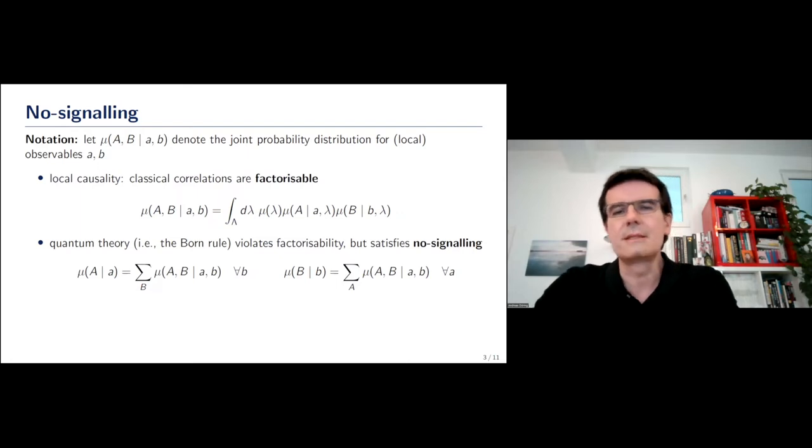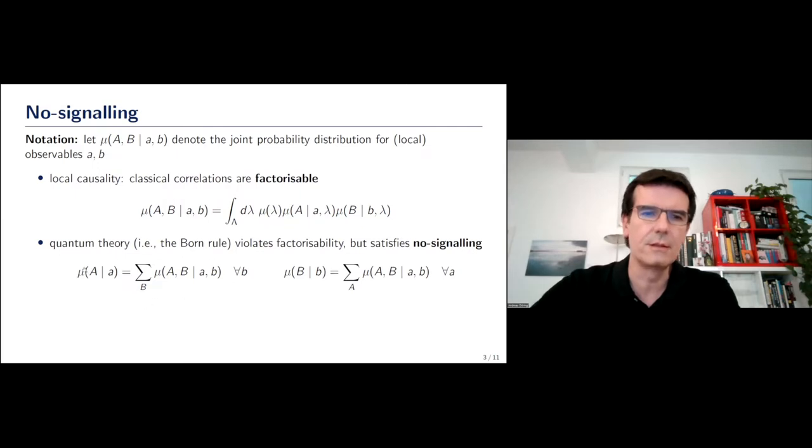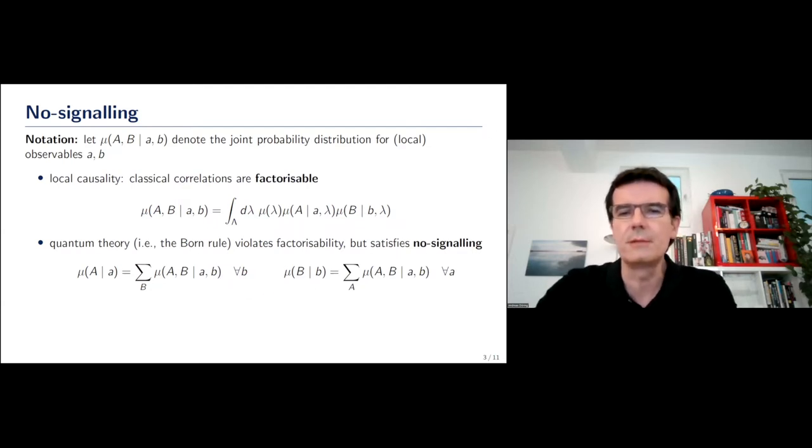So we can still demand something weaker, which is called no signaling, and these are these two conditions. So the probability of getting outcome big A for observable a is the sum over the outcomes B on the second observable, and likewise the probability of getting outcome big B for observable little b is the sum over these outcomes A. Okay, this hopefully is familiar, and then you also know that this in turn is not enough to single out quantum correlations. You can get stronger correlations from this, for example, PR boxes.